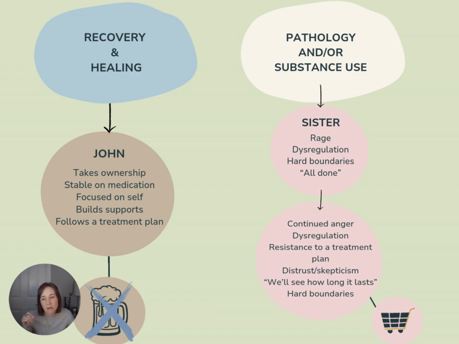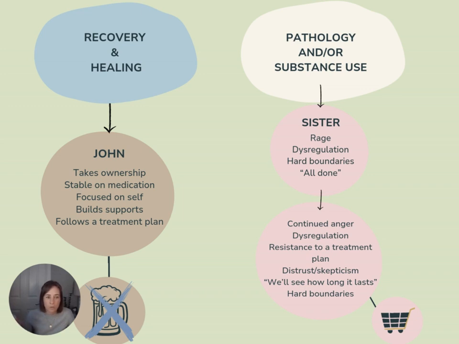And what's confusing about this is you see over on the left side here that John is starting to do all of the things that are really healthy. He's stopped drinking, he's taking ownership, he's stable, he's focused on himself, he's building supports and community, and he's doing what the professionals in his life are telling him to do. He is following a treatment plan.